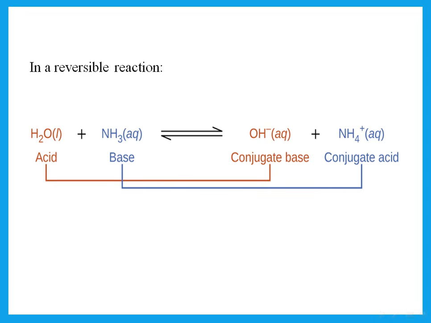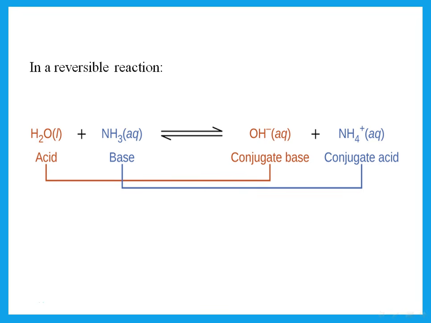If we have a reversible reaction, and you know that a reversible reaction is one that can go both forward and backward. Now, this is a reaction between H2O and NH3, water and ammonia. Now, going forward, the water donates H plus ions. So it changes from H2O to OH minus, and that means it has given up its H plus ions. We call it the conjugate base. It has become a base.